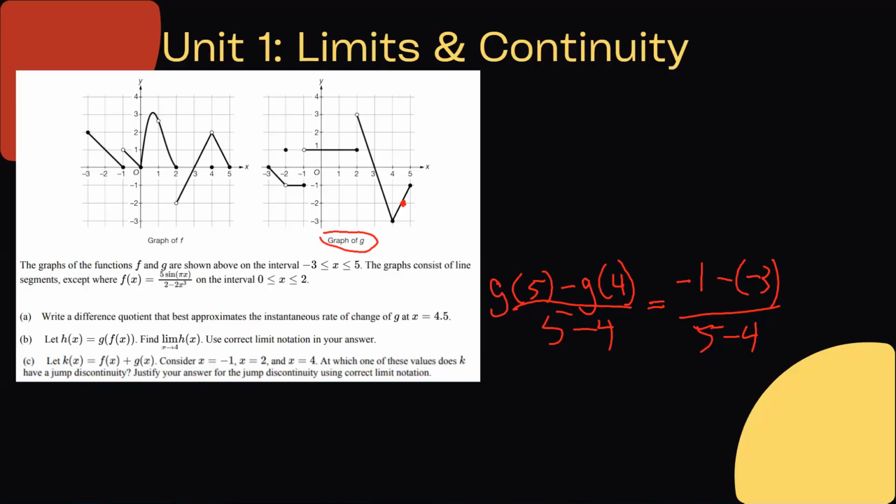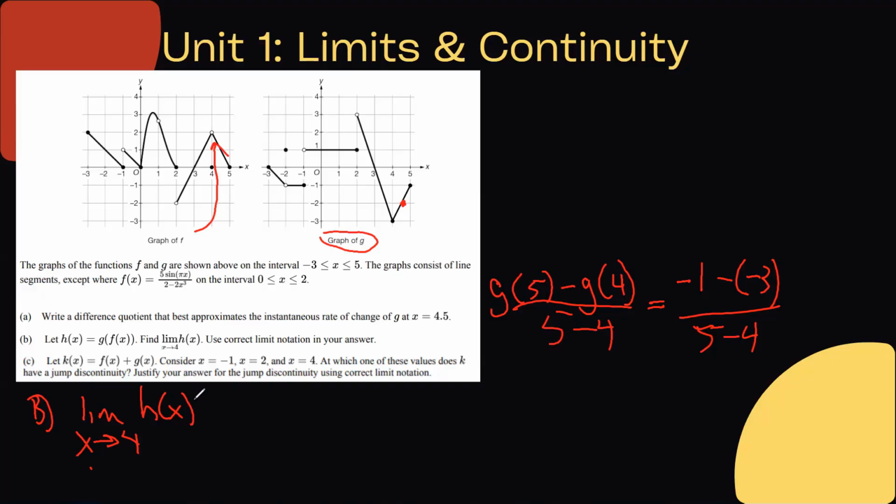Part B, let h of x equal g of f of x. Find the limit of h of x as x approaches 4. Use the correct notation in your answer. So if we want to take the limit as x approaches 4 of h of x, we would have to do it from the left and right.